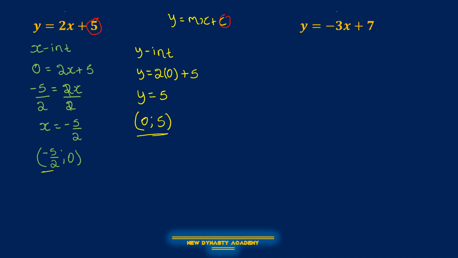and this is where the graph is going to cut the x-axis. Grade 9s, you can go on and calculate the y and x-intercept by using the equation on the right hand side here. You can pause the video and calculate this.